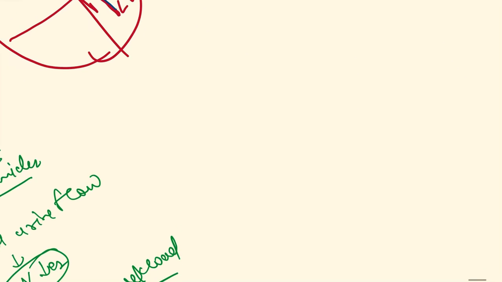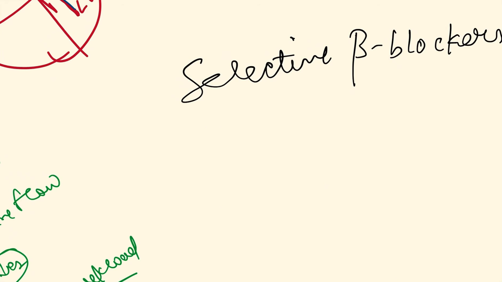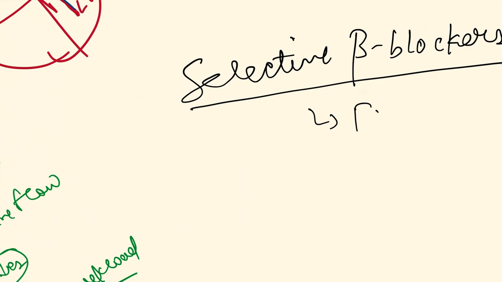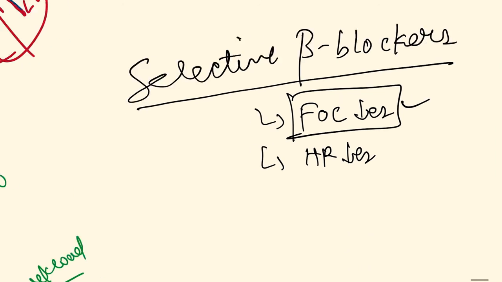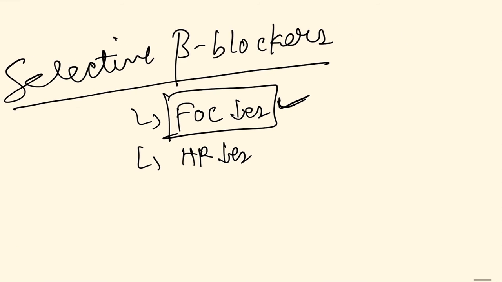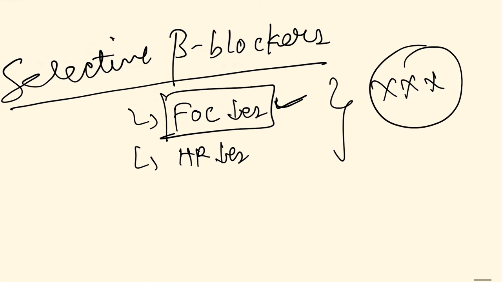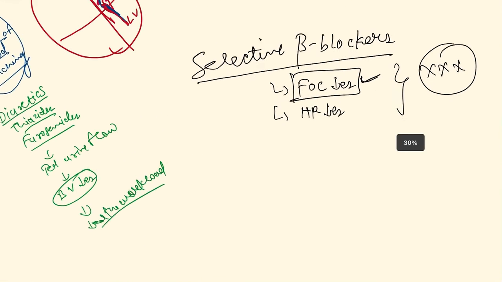Then we have this drug, the selective beta blockers. These are not given initially because you know that beta blockers will cause a decrease in force of contraction and a decrease in heart rate. If force of contraction is decreased, then our heart is already not able to pump the blood, and on top of this we are decreasing its force of contraction. So we are promoting the failure of the heart. Initially we are not giving this drug; we give it after the patient has been stabilized.